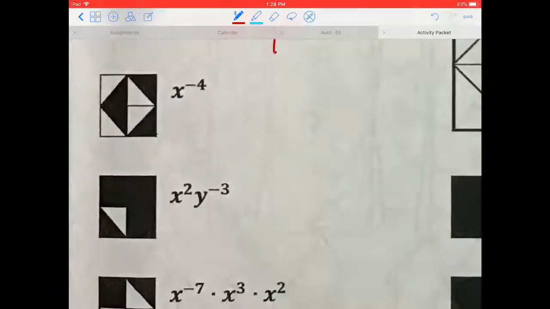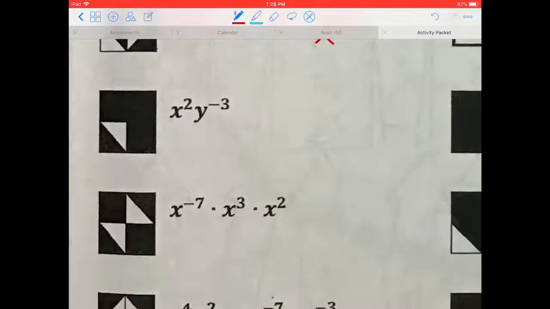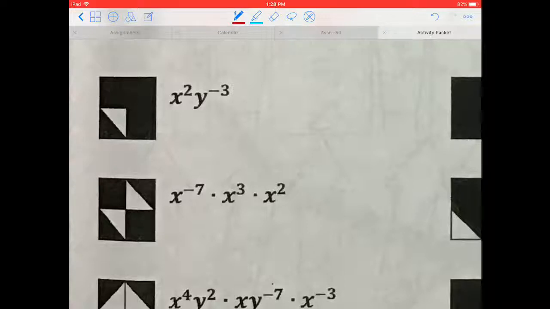All right, now we're getting into the negative exponents. Cross the line, change the sign. So turn this into a fraction, and then this needs to move to the bottom. So 1 over x to the 4th power becomes a positive exponent. Same thing here. Turn this into a fraction and move the one that has a negative exponent. Cross the line, change the sign.